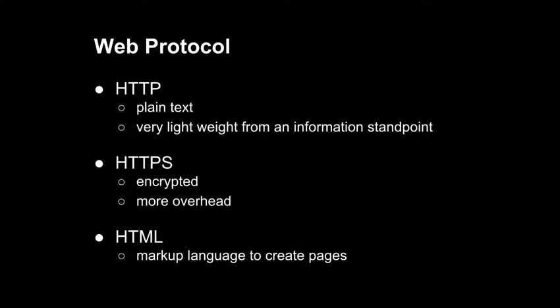The problem is it's plain text. So anybody that can intercept that connection, that communication, can see what's being said. And so there's HTTPS, the Hypertext Transfer Protocol Secure, that uses encryption to protect that communication back and forth between the server and your browser. This means there's a little bit more overhead because there's fancy math that has to happen for the encryption. But if you're talking to your bank or something like that where you want to protect that communication, you want to be able to use encryption to do so.